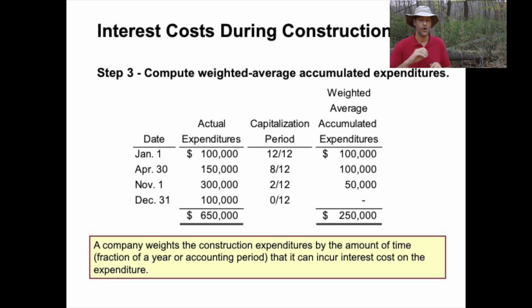So over the course of the year, weighted average, we had $250,000 worth of expenditures associated with the construction of this asset. That's the amount that we are incurring interest on. Now, the next step is, okay, well, what interest do we capitalize associated with that $250,000? And we figure out, well, what rates do we use?